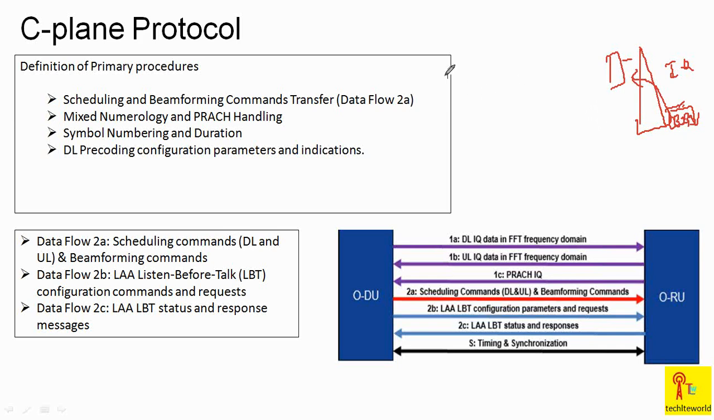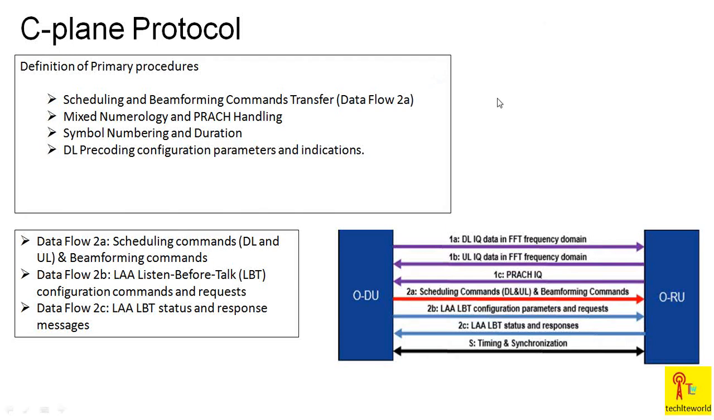So suppose your RU belongs to some X company, this belongs to X company, right? And this belongs to Y manufacturer. So how can they communicate with each other? For this, the O-RAN Alliance came up with one solution: we can create a C plane protocol just for addressing those limitations. So what is the C plane protocol actually?